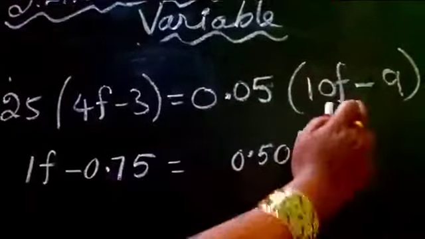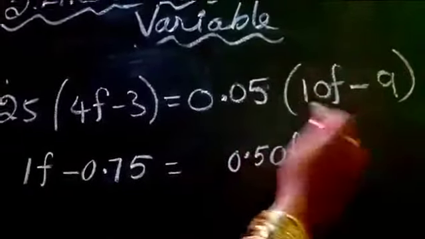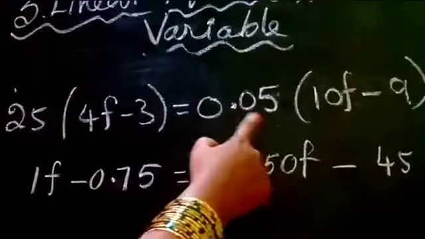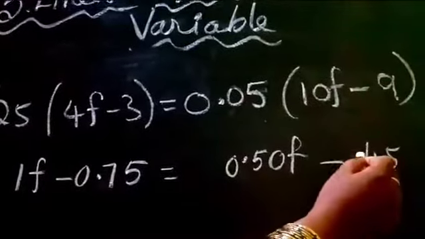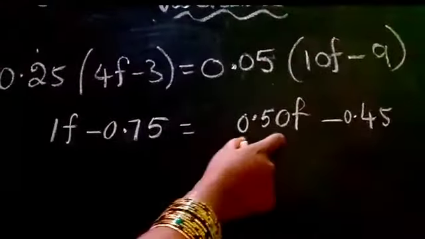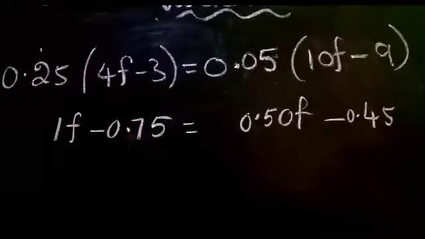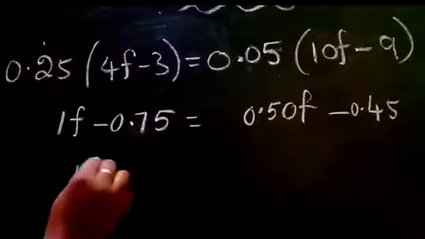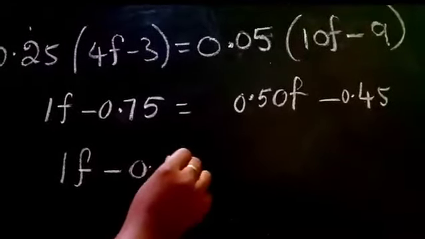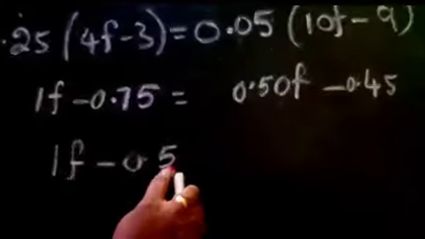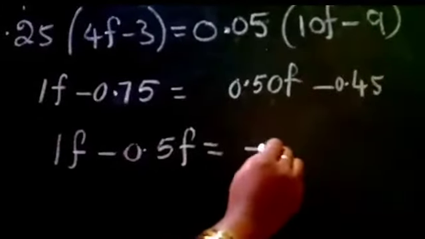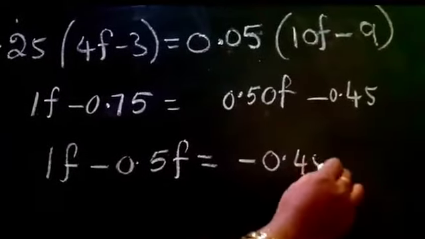Then plus into minus, minus. 9 5s are 45, 9 0s are 0. So 2 digits before we should keep the point. You have to keep it in this place. It is 0.45. The f terms we have to shift to the left hand side. So here we have 1f. This one minus 0.5f, because this 0 doesn't have value in this place. So we are already minus 0.45 we have.